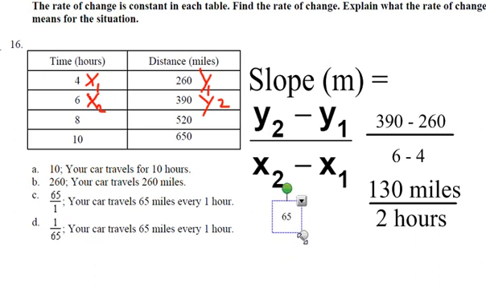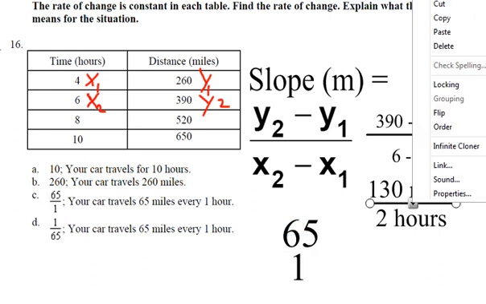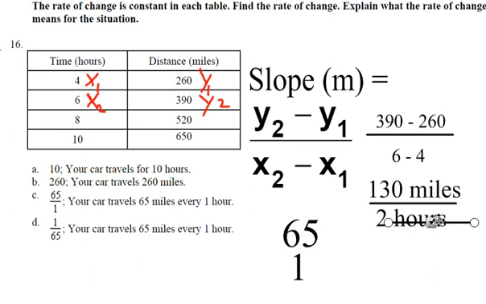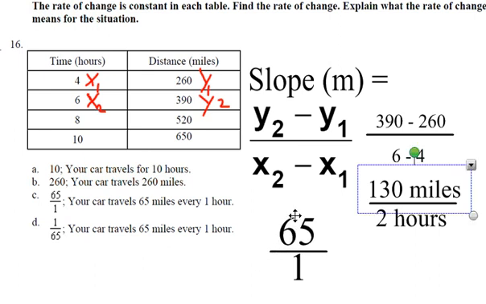65 miles over 1 hour, per hour, you could say. And so it's 65 over 1. And you're going to look for something in your answers that has 65 over 1, because that's basically what it is. And it's 65, remember, it's 65 miles over 1 hour.